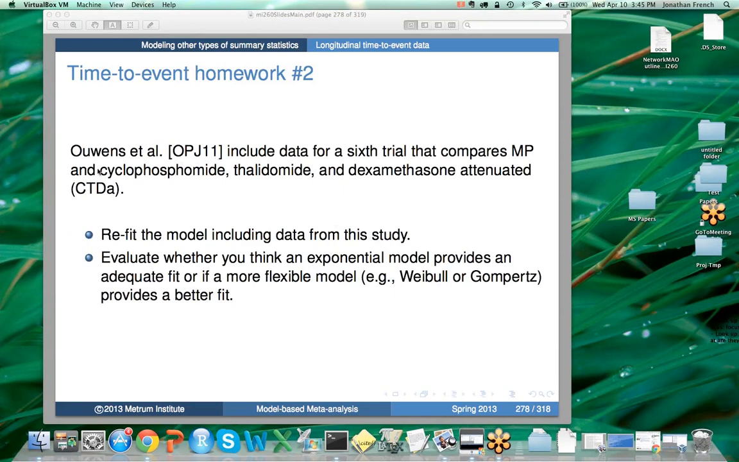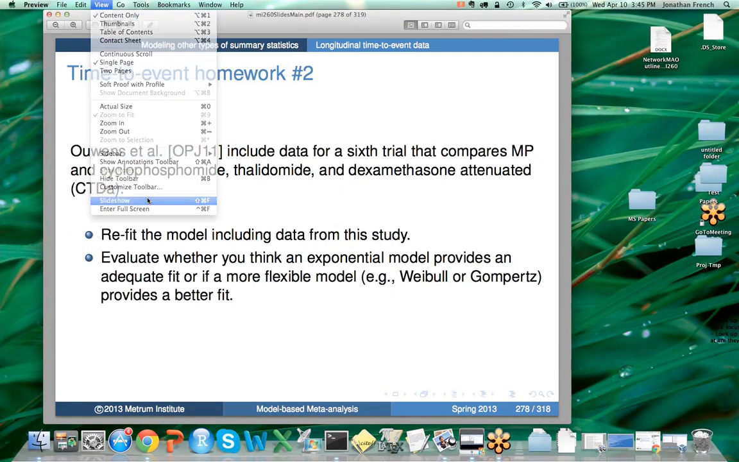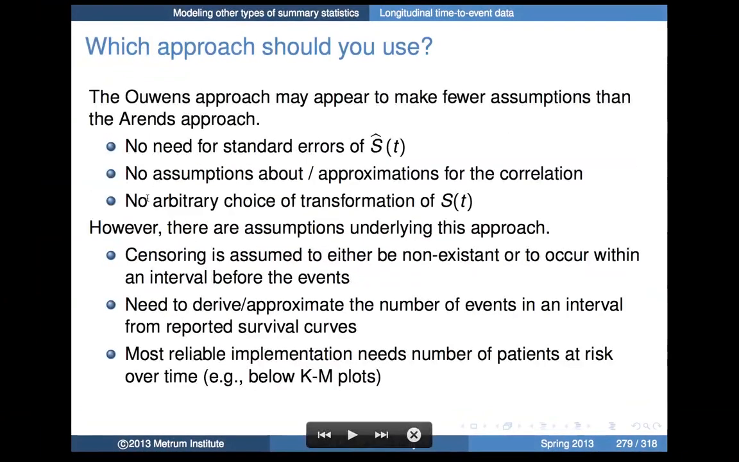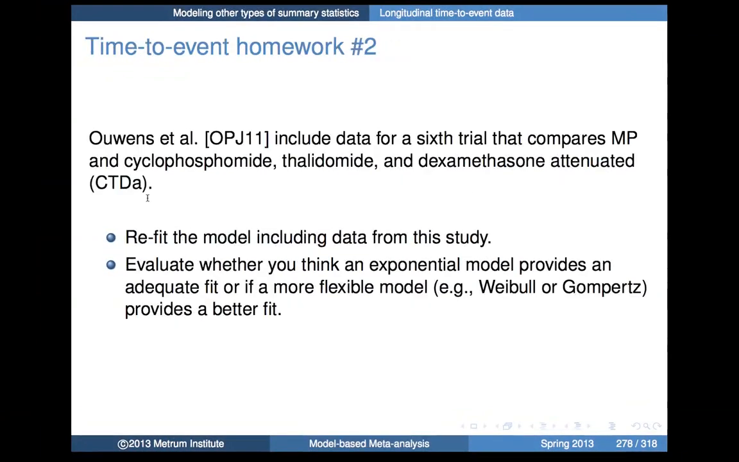Okay. So we've got these two approaches, and you might be wondering, well, which one would I recommend that you use? And I'd say, well, we maybe want to start by thinking about what the assumptions are that these two different approaches make. This Uvens approach, maybe on the surface of it, might appear to make fewer assumptions. We don't have to have these standard errors of the S hat, so we don't have to have assumptions about correlation over time. We're not having to pick some arbitrary choice of transformation for the survival function.